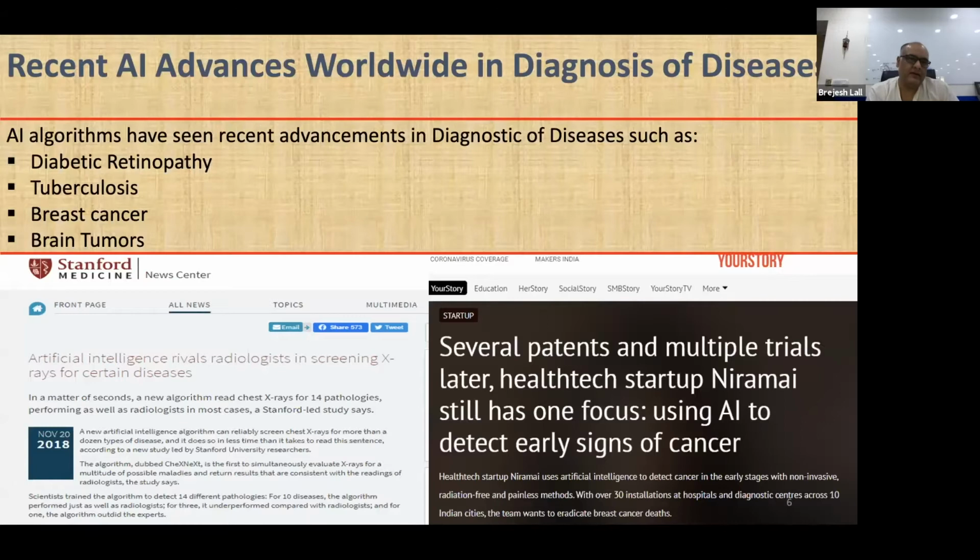And excellent results have been seen in diabetic retinopathy, in tuberculosis, breast cancer, brain tumors, to name a few. And you have examples of studies from throughout the world where extremely good results have been obtained. What we see here on the left talks about a study from Stanford Medicine where AI is rivaling radiologists in screening X-rays for certain diseases. So AI as of today has reached levels of some of the top radiologists in the world, which is saying a lot. So when you talk about remote medical diagnosis, it's not in any sense a compromise. You still end up getting diagnosis which compares with the best that you can get possibly anywhere in the world. So what you're able to do here is provide the best possible diagnosis to the people who have thus far not been able to get it.